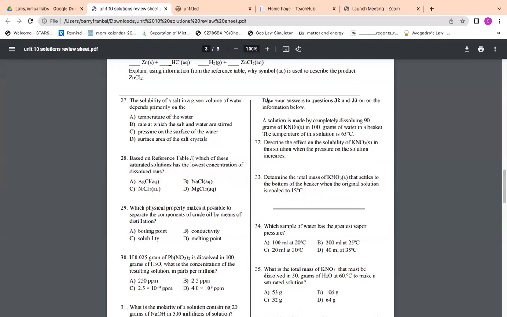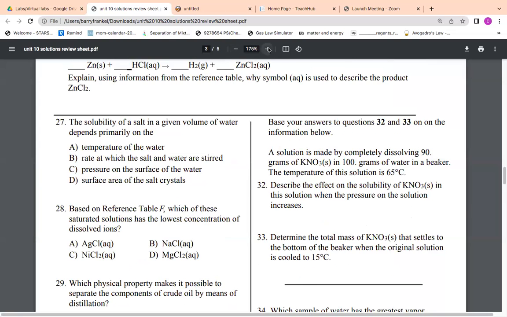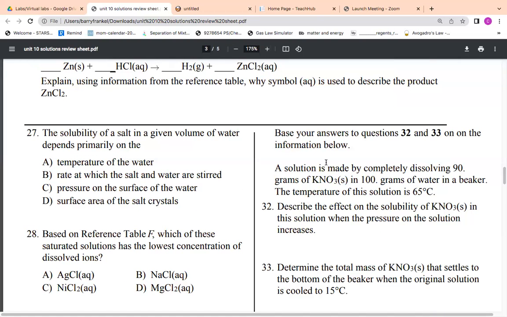Number 32. Okay, so a solution is made by completely dissolving 90 grams of potassium nitrate in 100 grams of water in a beaker. Temperature of the solution is 65 degrees Celsius. Question 32 asks us to describe the effect on the solubility of potassium nitrate, which they tell us is a solid, in the solution when the pressure on the solution increases. Now again, pressure does not affect solids, so there is no effect at all.